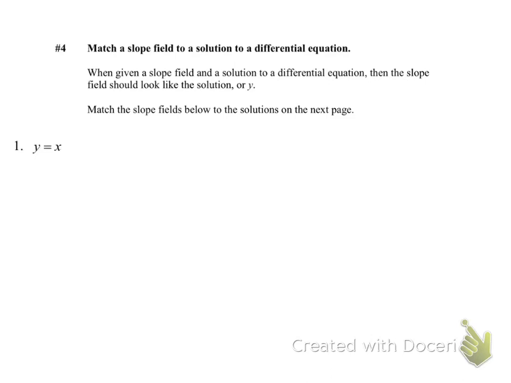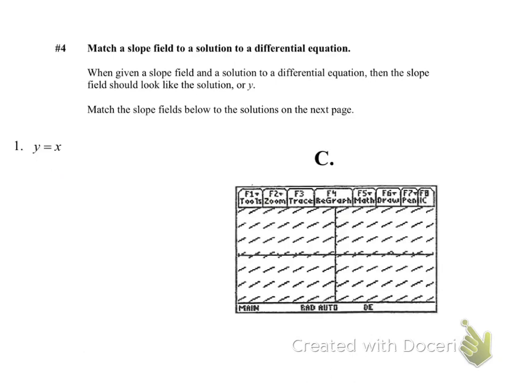Okay, so if you look at number 1, it's just y equals x. Okay, so I want to find the slope of this, so I need to take the derivative. So dy/dx, well, the derivative of x is just 1. Okay, so what this means is that at every point, either x or y, the slope field will have a slope of 1. So if you look on the page before, you should see that C is the only one that has a slope of 1, okay, at every single point.